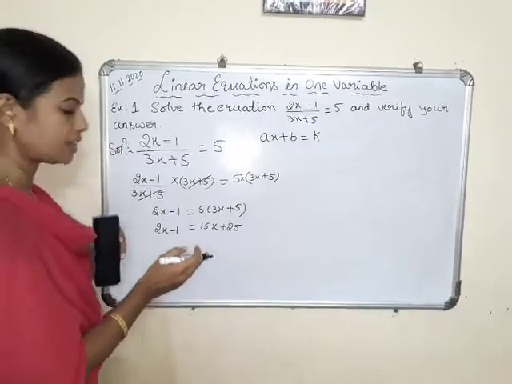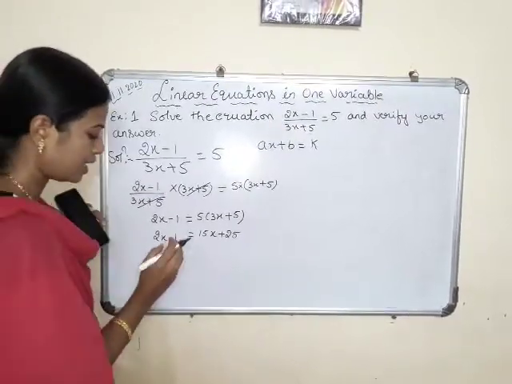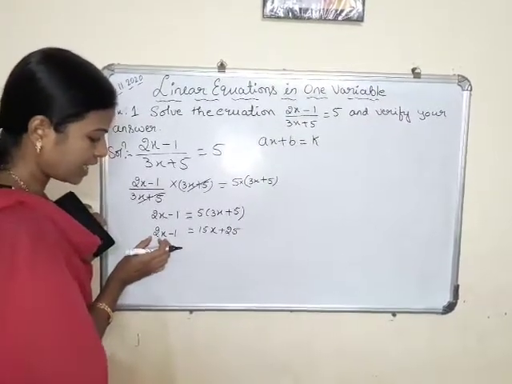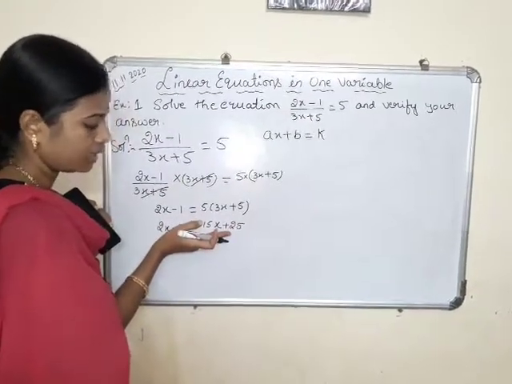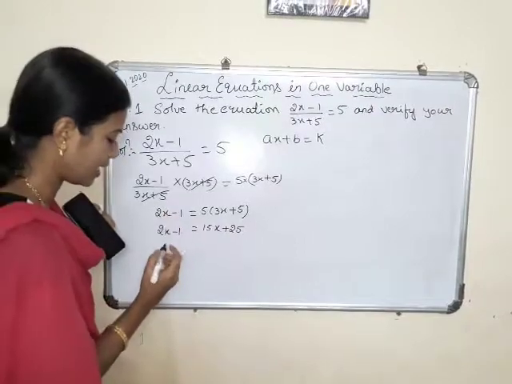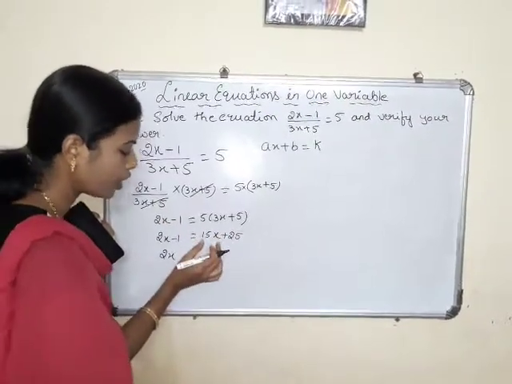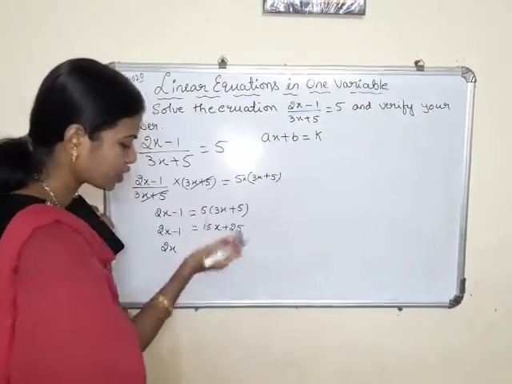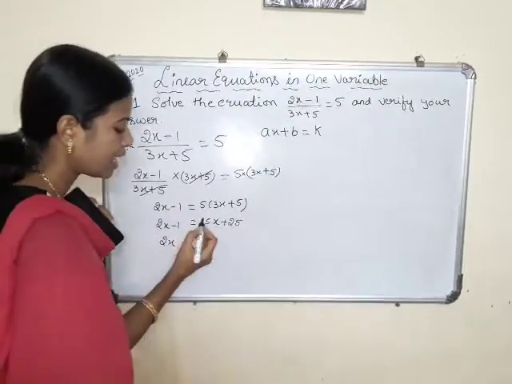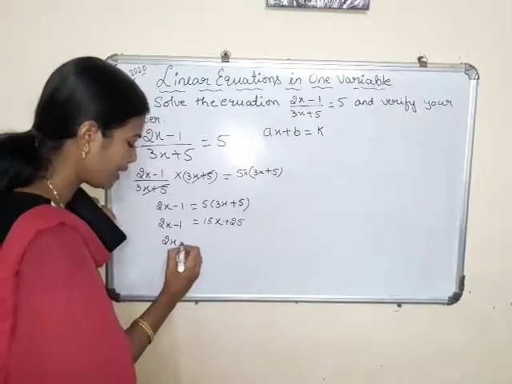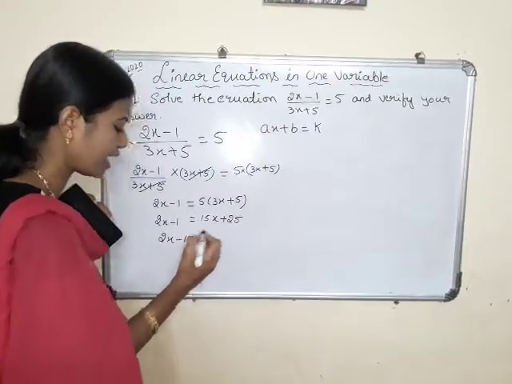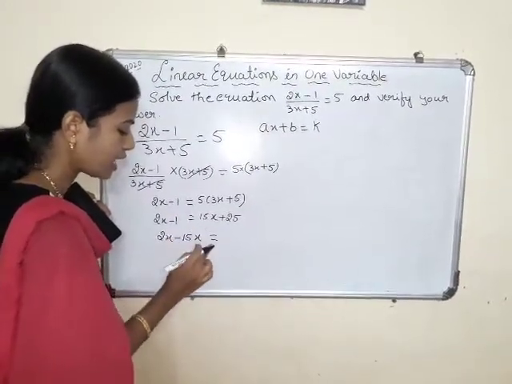Now, in the next step, what you have to do? Transposing the terms by changing the sign. Here, 2x is there. Here, what are the x terms you have to take to that side? Nothing but 2x. I am going to take 15x to the LHS side. Here, plus 15x is there. When you take it to the LHS side, it becomes minus 15x. Equal sign, write as it is.